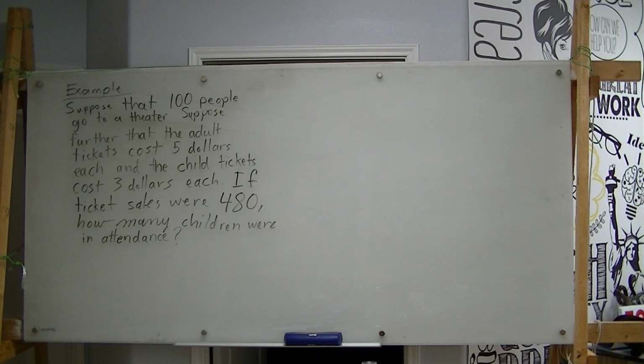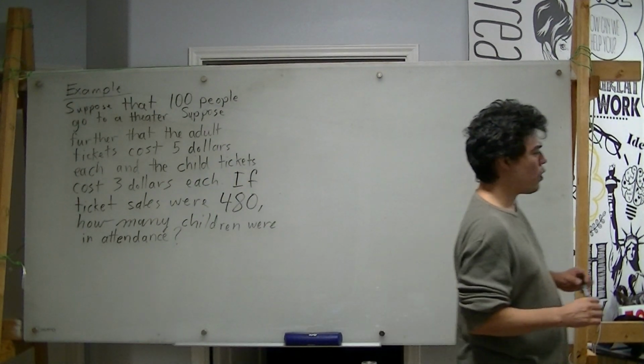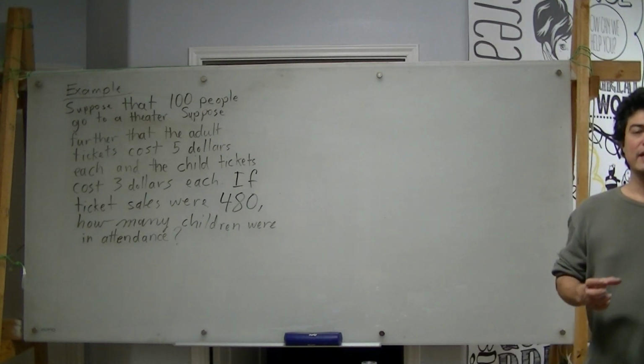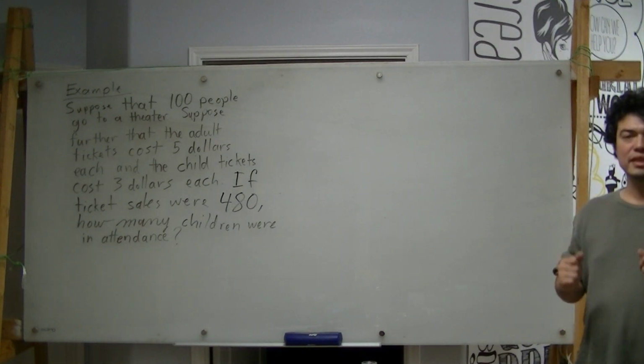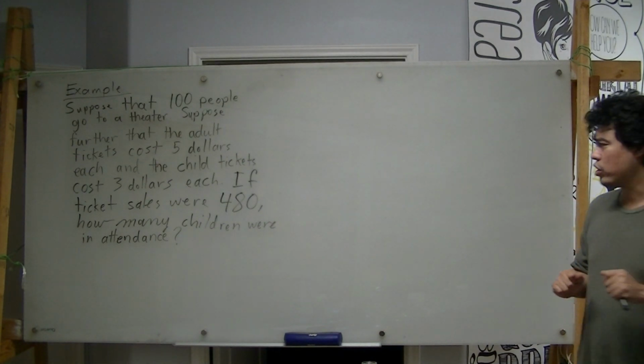Suppose that 100 people go to a theater, and suppose further that the adult tickets cost $5 each and the child tickets cost $3 each. If ticket sales were 480, how many children were in attendance? So we can already see from the way that this problem is stated that this is going to be a system of linear equations. So that's just to get started.